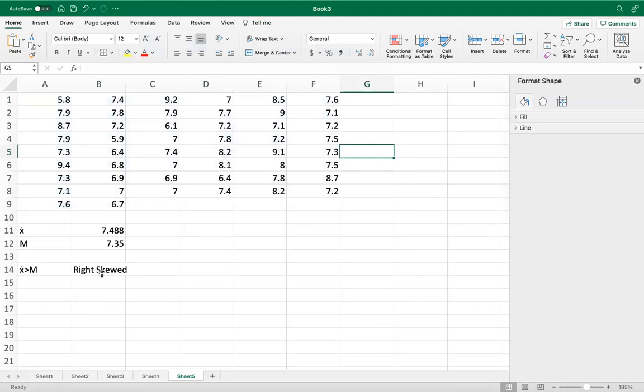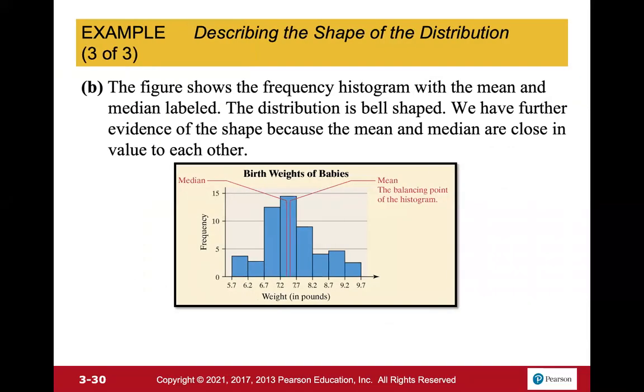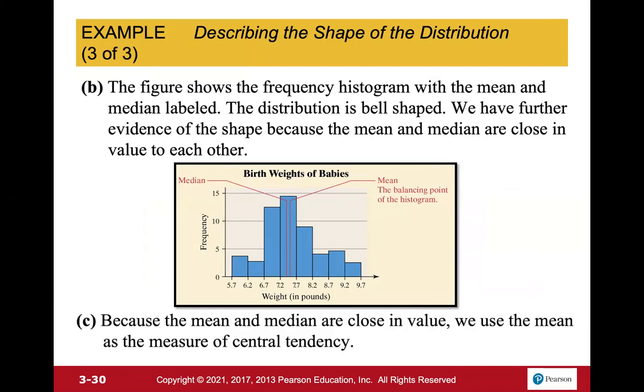All right, so it does show that it's right skewed. And coming over here, for part B, they actually graphed it and saw that it was very, very faintly bell-shaped, but we would still need a little bit more evidence than what we currently have with the data set. And because the mean and the median are so close in value, we could use the mean as a measure of central tendency. The mean is always going to be better unless it's not the better option. If we're looking at the mean, median, and mode, and the median and mean are close to each other, we're always going to use the mean.